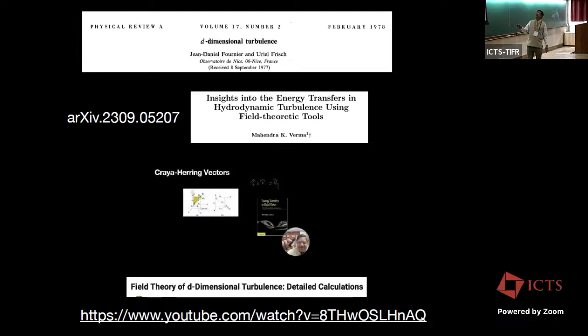So D-dimensional turbulence in 1978, Fournier and Frisch. So our D will go from 2, it's incompressible flow. I need a minimum of 2 dimensions, 2 up to 6. I find that at 6 there's a problem, which I'm going to highlight. That may be connected with the upper critical dimension of phi-4 theory.